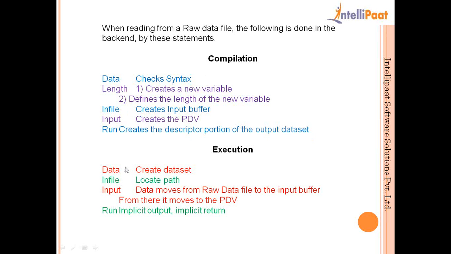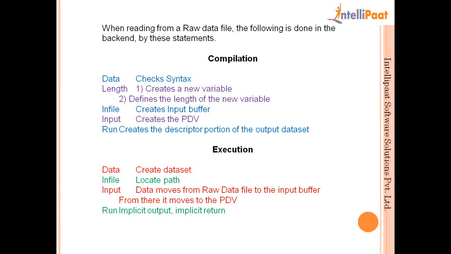And then in execution, data creates the data set, infile locates the path, input moves the raw data file to the input buffer, from there it moves to the PDV, and then run implicitly does output and implicit return. Okay, so from the input buffer it creates the PDV, and then from the PDV it creates the actual data set. So this is all that happens in the case of a raw data file.